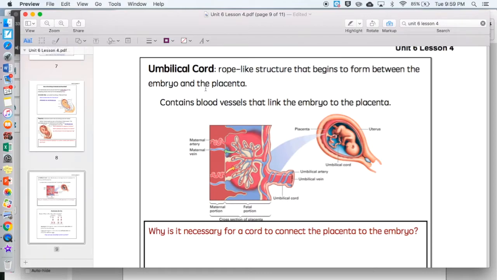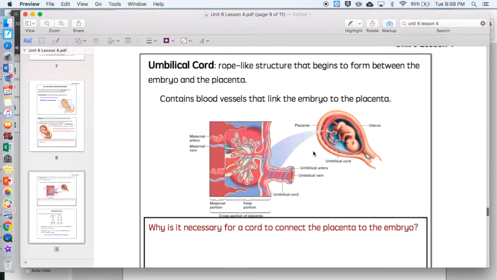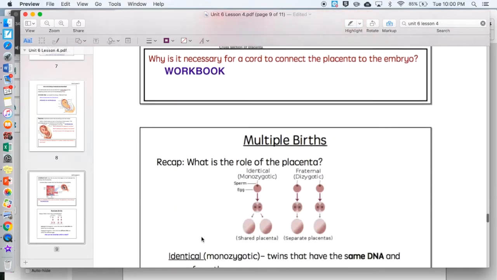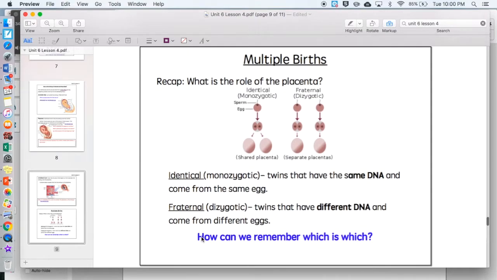That part's not painful. So it's a rope-like structure that begins to form between the embryo and the placenta. It contains blood vessels that link the embryo to the placenta, and then that can act as a diffusive surface to the mother, so the blood doesn't mix. So go ahead and write why it's necessary for a cord to connect the placenta to the embryo. Why do embryos need that umbilical cord? Answer that in your workbook. Think it through, and we'll go over that tomorrow.